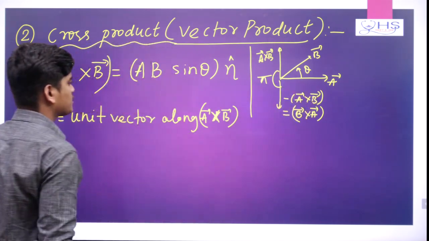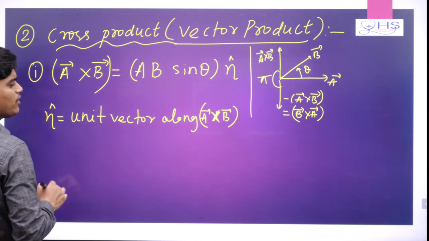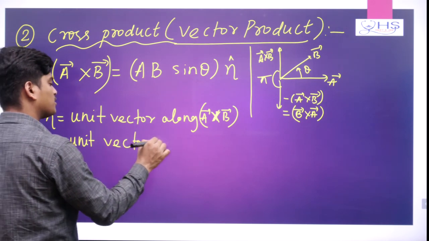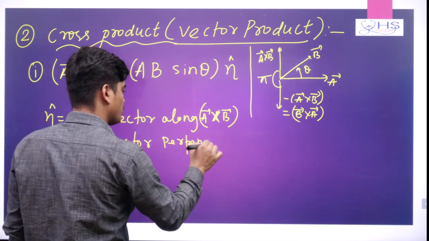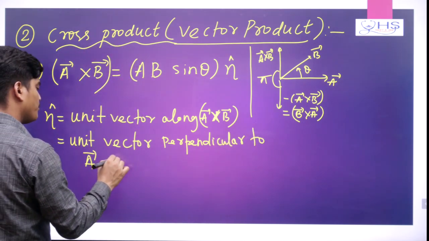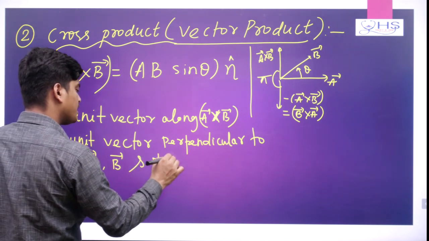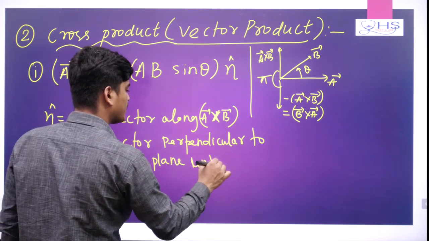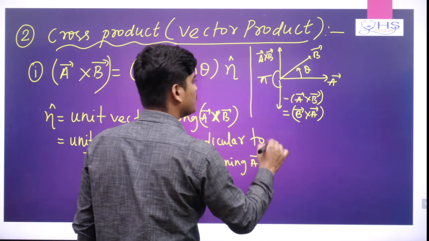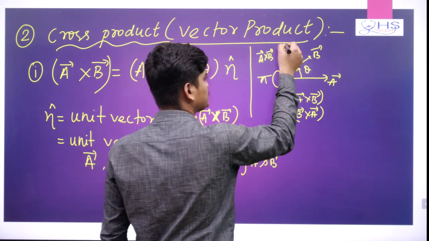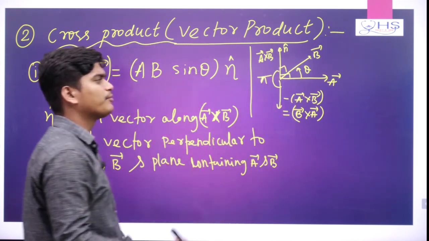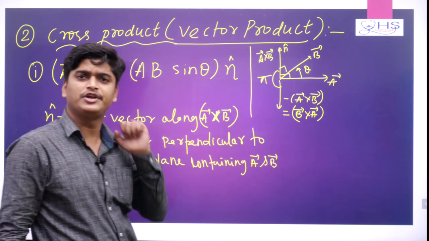Now n cap is the unit vector along A cross B, or you can also say this is the unit vector perpendicular to A vector, B vector, and the plane containing A and B. Okay, so with A vector and B vector like this, and this plane, this will be the direction of n cap. So n cap is perpendicular to B, perpendicular to A, and also perpendicular to the plane containing A and B. Okay, so this is about the cross product.